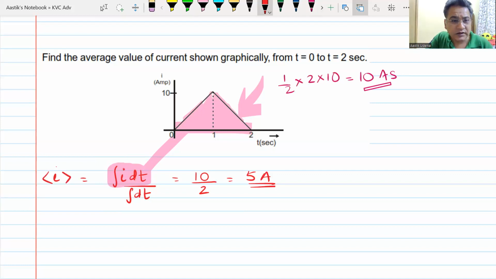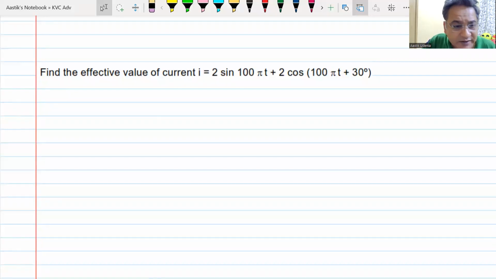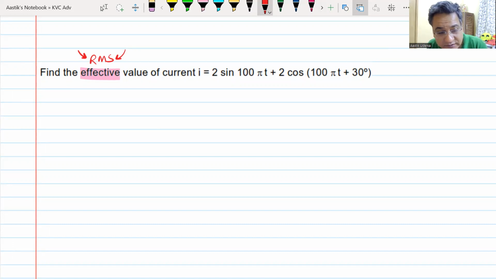And you have this question, find the effective value. Whenever someone uses this term effective value, which value is he asking? He is talking about the RMS value of this current. I'll give you 2 minutes to give me the answer for this one.